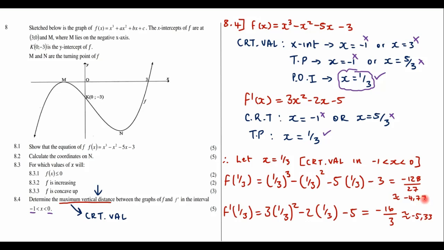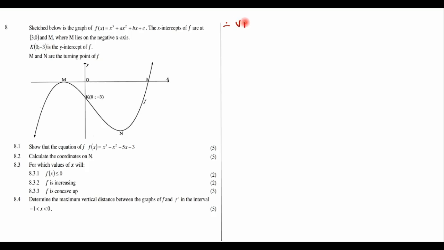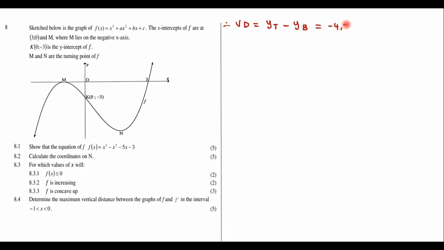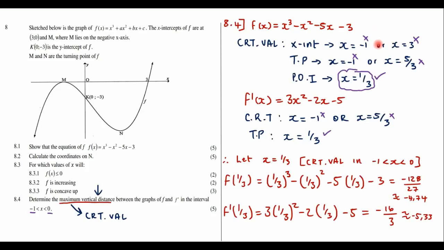Now we know that when we're talking about vertical distance, it is the y value at the top minus the y value at the bottom, right? But not only that, it is an absolute value. The absolute value means it is the positive of that, right? So first we'll calculate the difference and see what we get, and then in the end we're going to make it positive. The y value at the top is the one that is closer to 0, which is minus 4,74. So minus 4,74 minus minus 5,33.